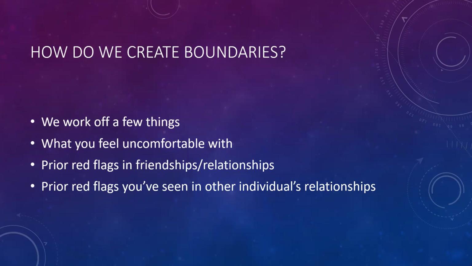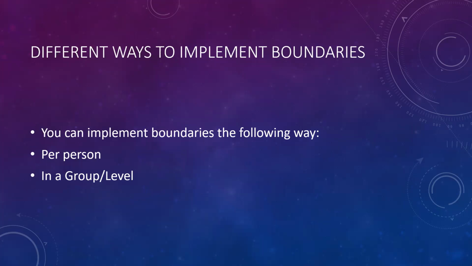And then after that, as we get to know the individual or group of people, we can create more boundaries based off of those interactions that we enjoy and that we don't enjoy. But that's how we essentially create boundaries. We have to take a look at what we're uncomfortable with to make sure that doesn't happen in that relationship, whether that's a friendship or a romantic or intimate relationship. And then we can work off of the red flags as well. So with that being said, there are different ways to implement those boundaries.